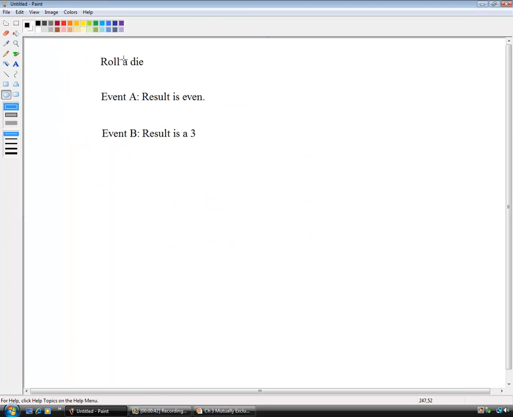As an example, we're going to roll a die and make event A be the result of that die roll is even. Event B will be the result is a 3. Now the even numbers for a die roll are 2, 4, and 6, none of which is a 3, so we are going to have mutually exclusive events. So let's see what we can do about our Venn diagram here.